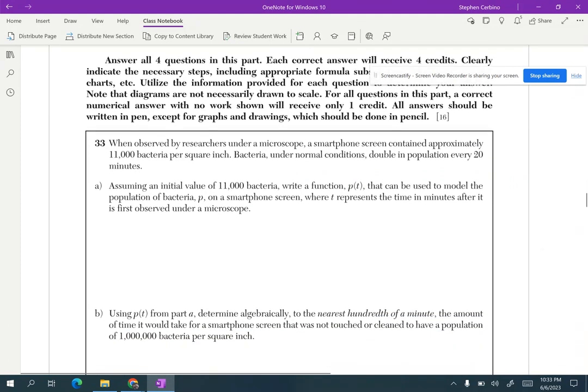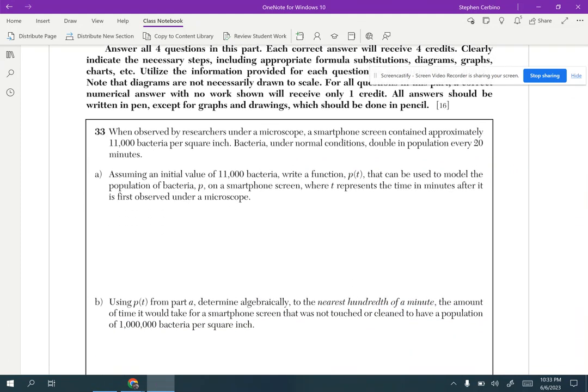So taking a look at number 3, we have a function here that's being described about researchers and microscopes. It gives us an initial amount of bacteria, and it tells us that it doubles in population every 20 minutes. So we're going to use kind of a variation of the half-life equation, but instead of half-life, we have a double life. So we have some information here that we can use.